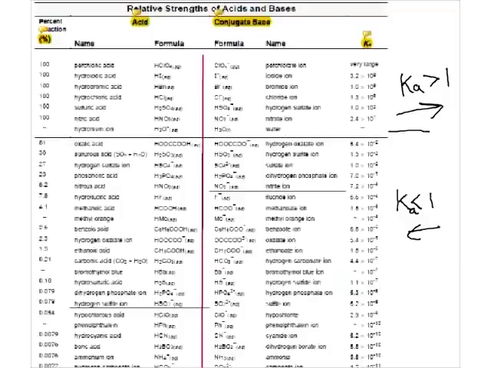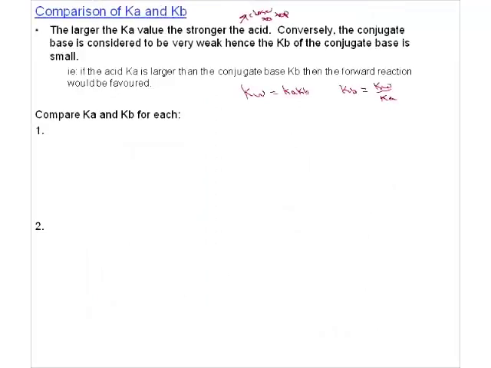There we go. Okay, going back to what we were saying, if we want to compare these, the larger the Ka, the stronger the acid, and conversely, the conjugate base is considered to be very, very weak, and therefore its Kb is going to be very small. If the Ka is larger than the Kb, in other words, if the acid is stronger than the base, then the reaction is going to move forward.